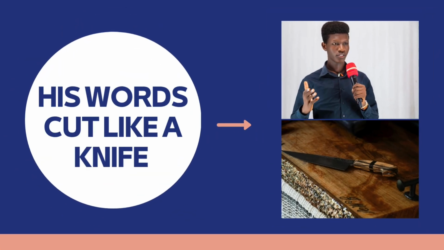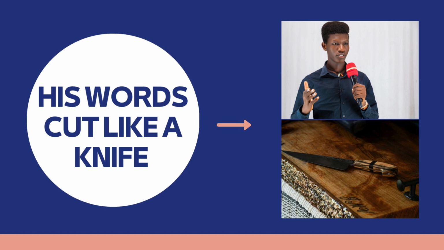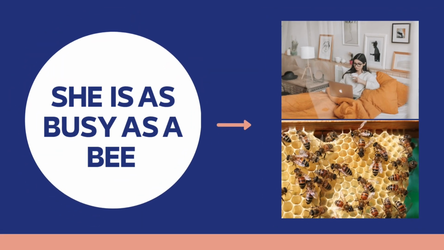Now, let's look to the 4th example. His words cut like a knife. Here again we compare words to a knife. The common quality is sharpness or pain. A knife can hurt physically and words can hurt emotionally. So this simile shows how powerful and painful words can be.